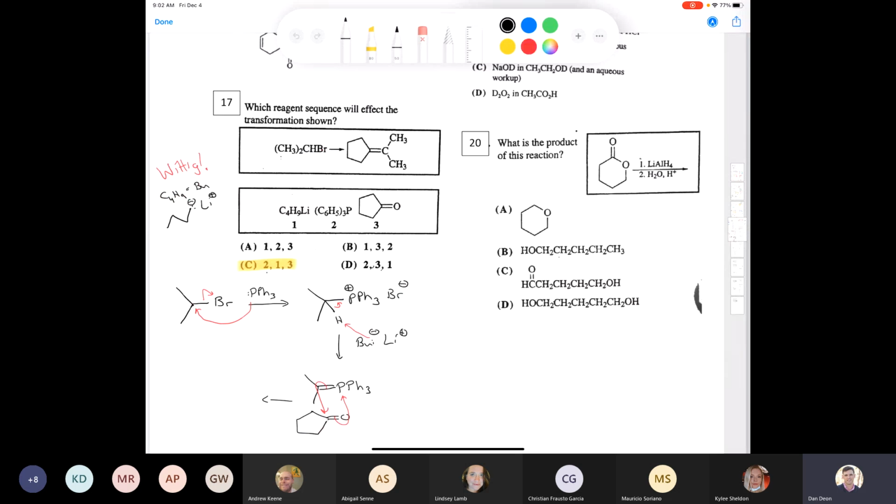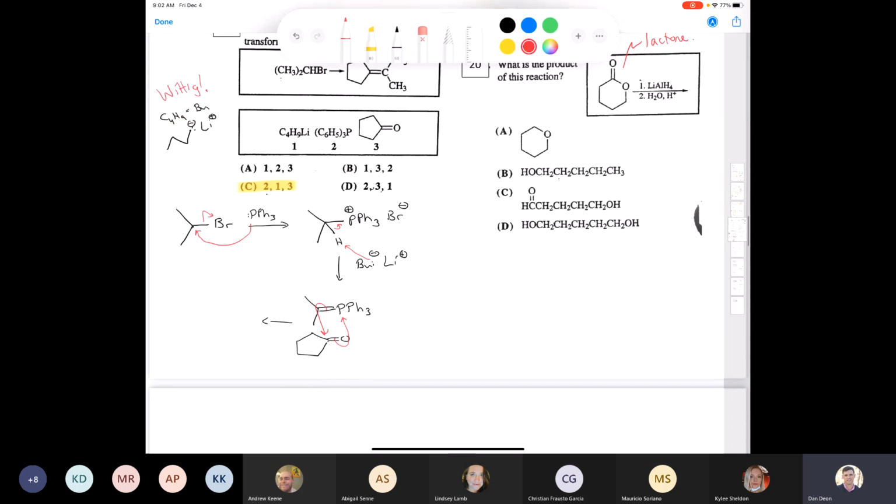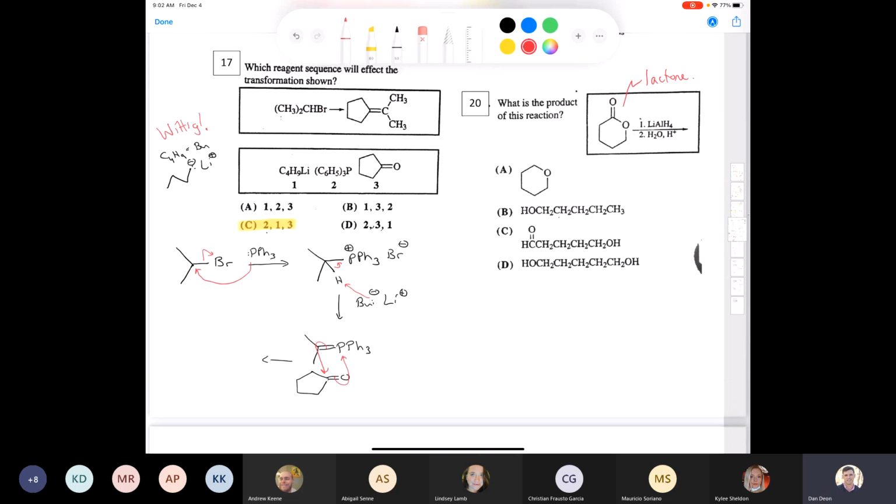All right. Number 20. What's the expected product of this reaction? Remember that when we have an ester in a ring, we call that a lactone. This is called a lactone. So basically this lactone, or this cyclic ester, is being treated with lithium aluminum hydride, followed by an aqueous workup. So I think one of the best things we could do here would be to draw a mechanism for this reaction, in order for us to figure out what's going on, unless anyone is able to figure it out.